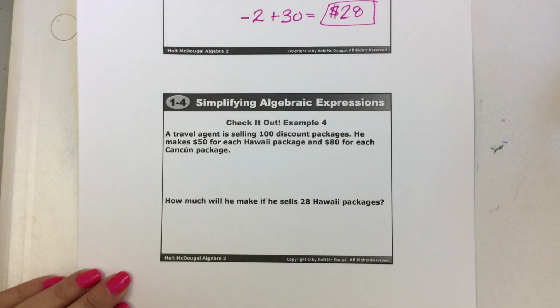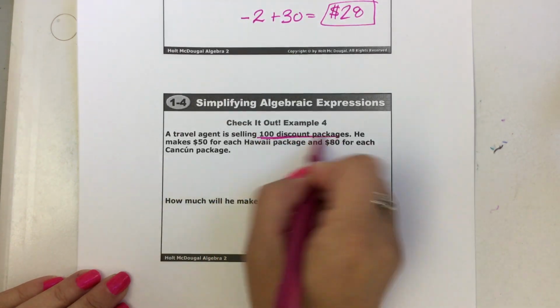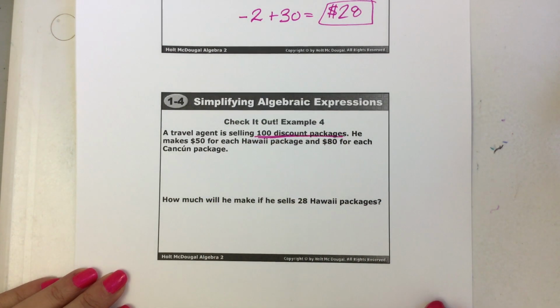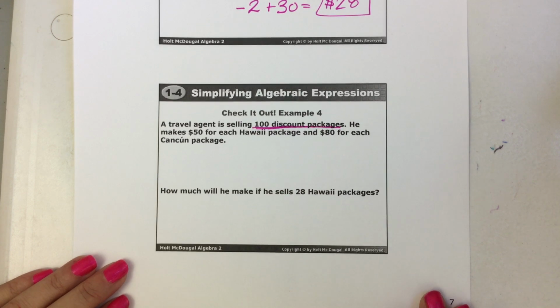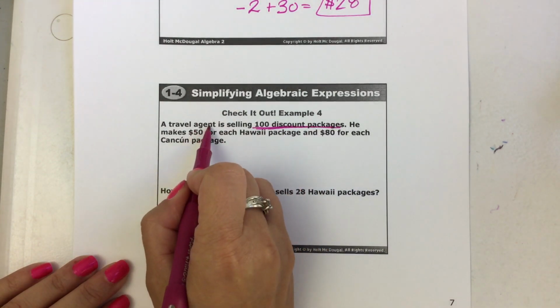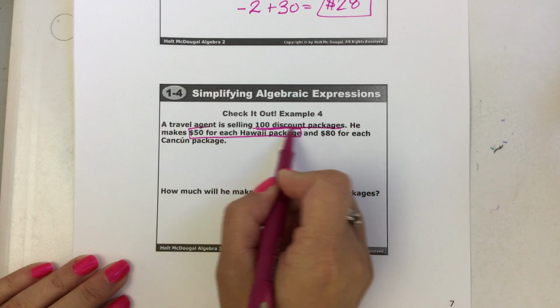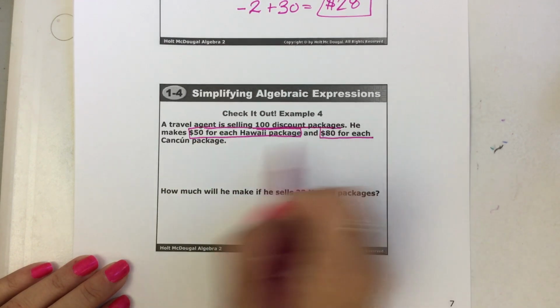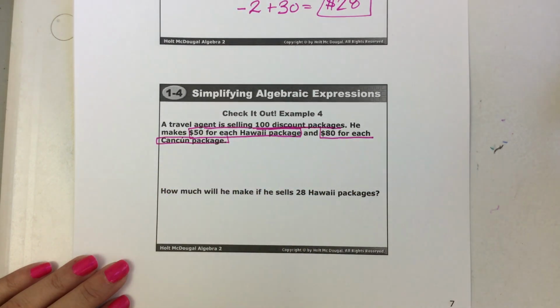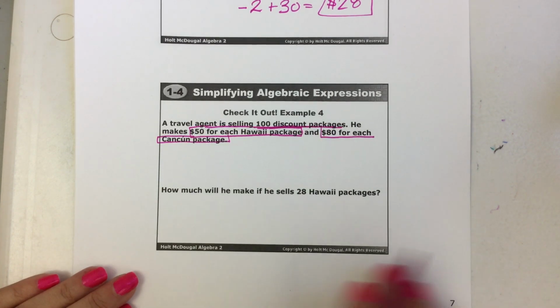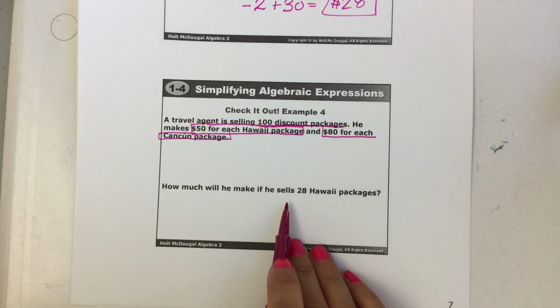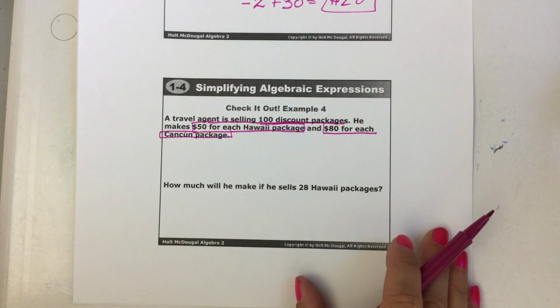Okay, and here's one more, just in case you're like, what the heck just happened? Okay, a travel agent is selling 100 discount packages. So there's my limit. The company says you can only sell 100, okay? So he can sell 100 discount packages. He makes $50 for each Hawaii package that he sells and $80 for each Cancun package, okay? So he's making some pretty hefty commission. How much will he make if he sells 28 Hawaii packages?